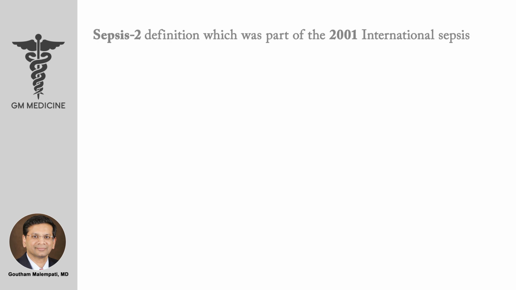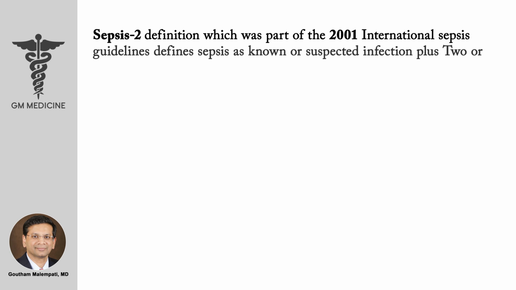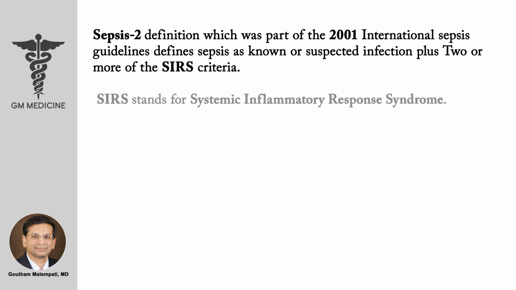The Sepsis-2 definition, which was part of the 2001 International Guidelines for Sepsis and Septic Shock, defines sepsis as a known or suspected infection with 2 or more of the SIRS criteria. SIRS stands for Systemic Inflammatory Response Syndrome.